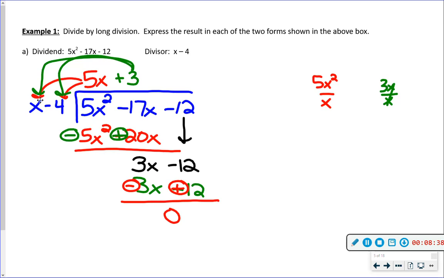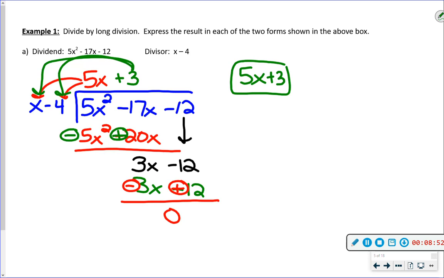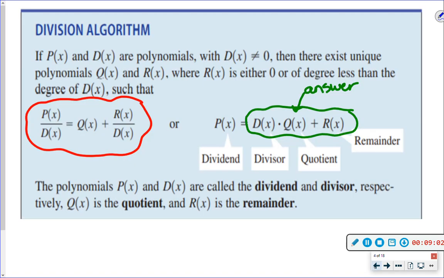Okay, so final answer. Man, I'm going to erase this so I have some room over here. So there's no remainder, so I'm not going to put 0 over the divisor since it's 0. That's really unnecessary. So first I'm just going to put my 5x plus 3 and I'm going to circle it. There's no remainder to worry about. Now, here's the other thing. I'm going to click it back a slide because remember, it wants your answer in the 2 forms shown in the box above. So we have this one. We just don't have the remainder. We have 0 over whatever. That's why I didn't write it. I'm going to do the other form.